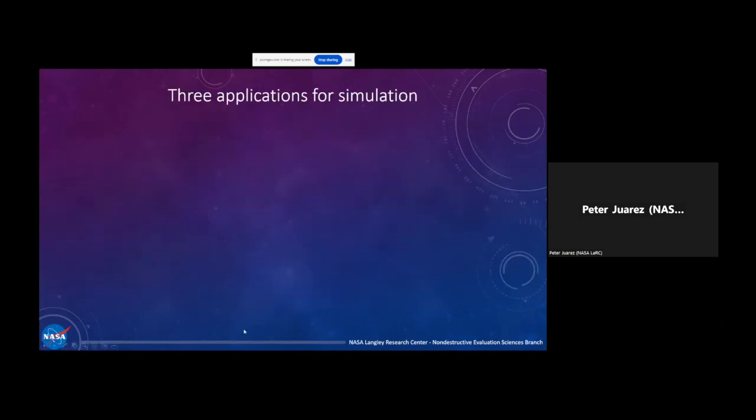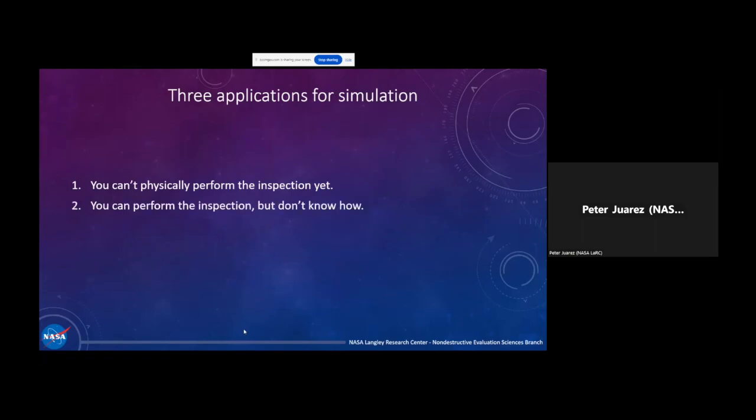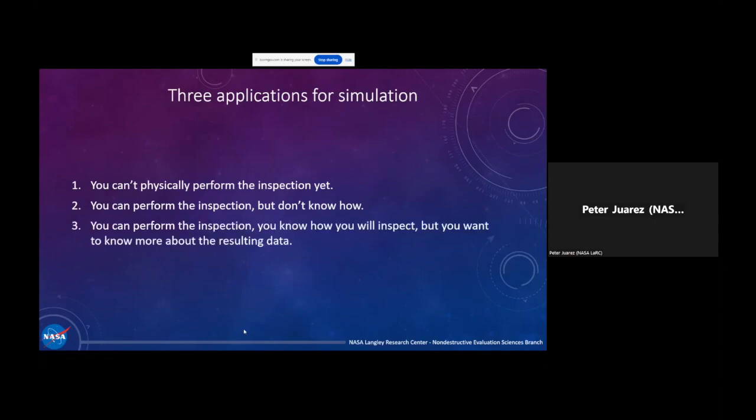So in general, there are three situations where simulation of inspection really can come into play. The first situation is when you can't physically perform the inspection yet, something's preventing you from doing that. The second is you can perform the inspection, but you don't know how you want to do it yet. And the third is you can perform the inspection, you know how you want to inspect, but you want to know more about the resulting data. There are some other cases beyond that, but these are the three primary ones that we've identified.